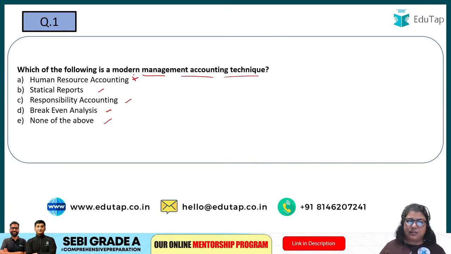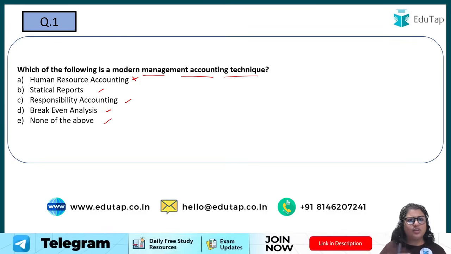Second is the statistical reports. This statistical report is basically a tool. Okay, here we can show the reports of the cost sheets and everything, but this is not the accounting technique. So this is also wrong.